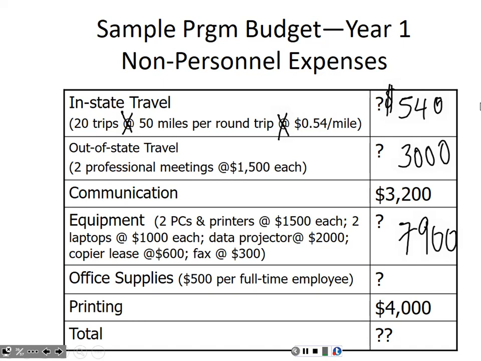Office supplies? So I got $3,000 for 6 full-time employees. So $500 times 6 full-time employees. Okay? Printing 4,000. So what's our non-personnel budget for year one? 21,640. Okay? Cool?